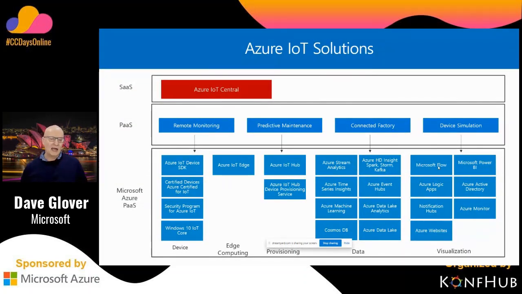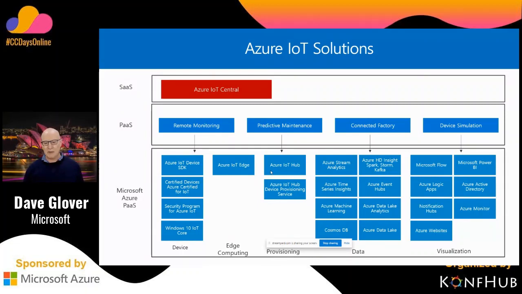Now, I've mentioned IoT Central. IoT Central is a software as a service solution, which is built on a number of building blocks that we supply with Azure. The first one is that it's built on top of something called Azure IoT Hub. IoT Hub is a service for internet scale ingestion of data from IoT devices.